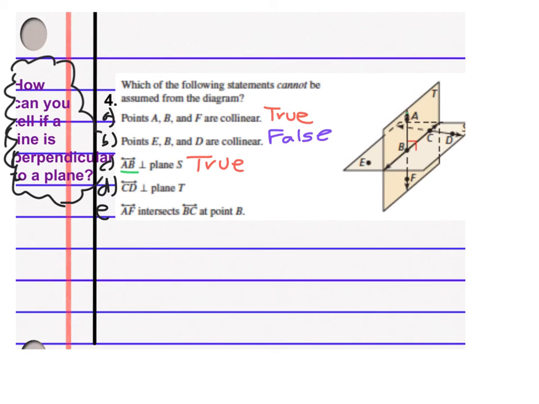All right, CD. So CD is right here. Is CD perpendicular to plane T? I'm going to say no. We don't know that because there isn't the little marking. So I'm going to go ahead and say false. Okay, and last one. AF. Let's find line AF. AF intersects BC at point B. Yes, that is true. Okay, so just make sure you're looking for that perpendicular mark to assume that they're perpendicular.